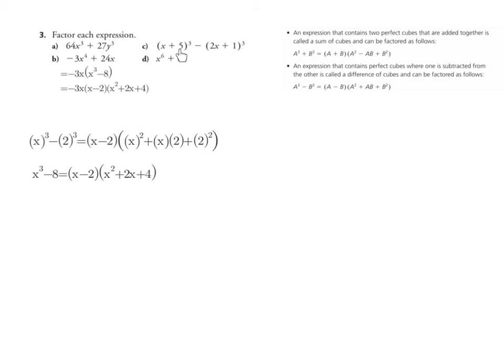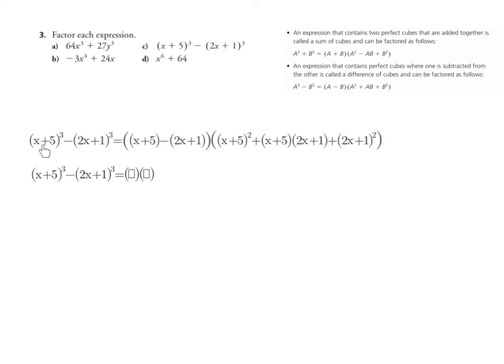Part C, well, it doesn't get much easier than that. They literally show you what is being cubed for both of them. This is x plus 5 cubed and 2x plus 1 cubed. All right, so let's throw it in our formula. All right, to set it up, we've got our x plus 5 cubed and our 2x plus 1 cubed. It is a difference, so we're going to do a minus here. So you got your x plus 5 minus 2x plus 1.